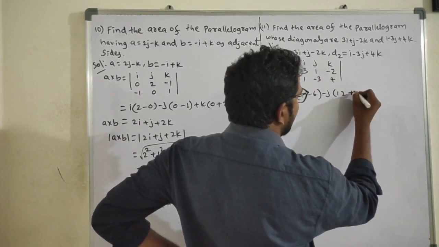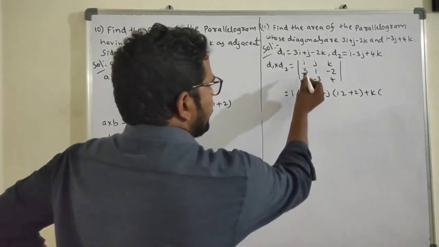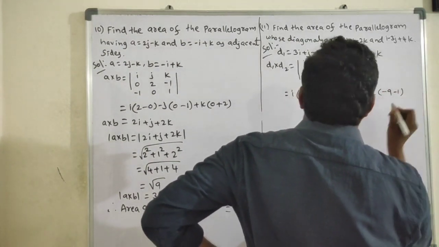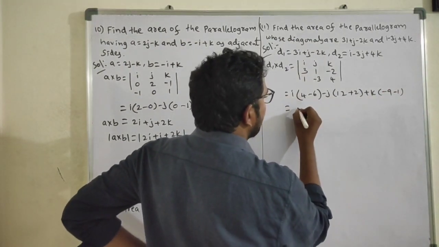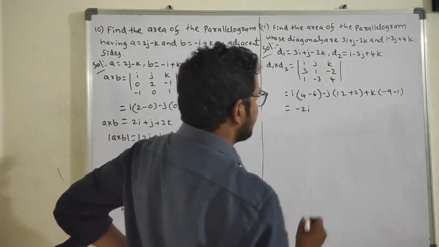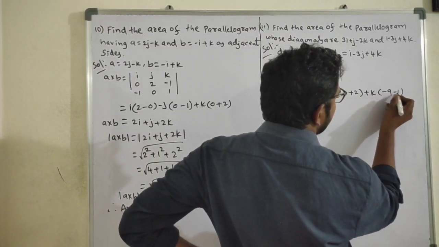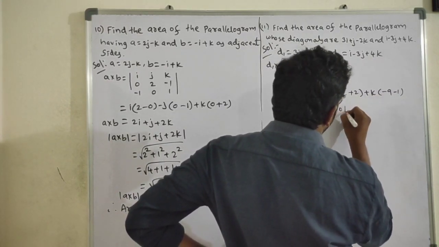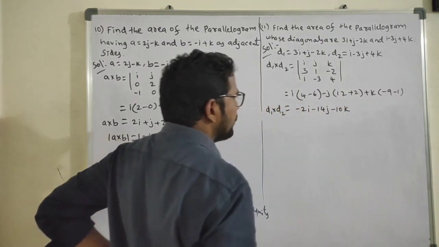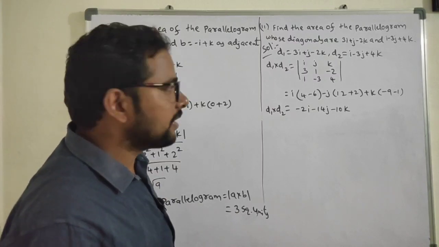Already minus is there, so plus 2. Plus k into 3 into minus 3, minus 9. Next 1 ones are 1, minus 1 is equal to 4 minus 6, minus 2, minus 2i. 12 plus 2, 14, minus 14j. Minus 9 minus 1, minus 10, minus 10k. This is d1 cross d2. d1 cross d2 is equal to minus 2i minus 14j minus 10k.